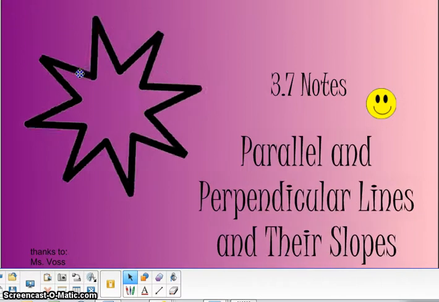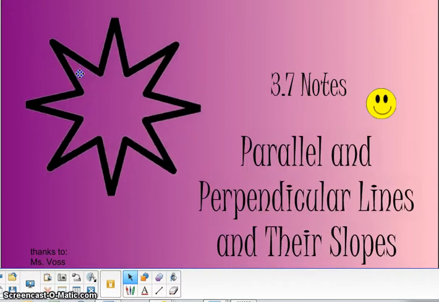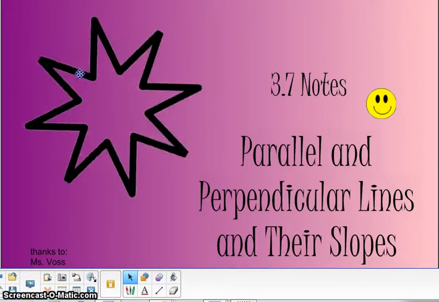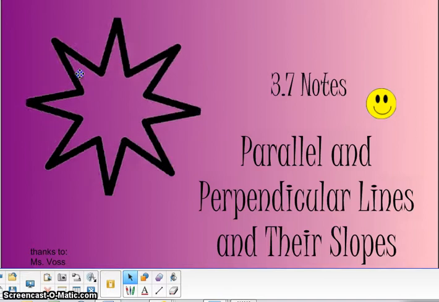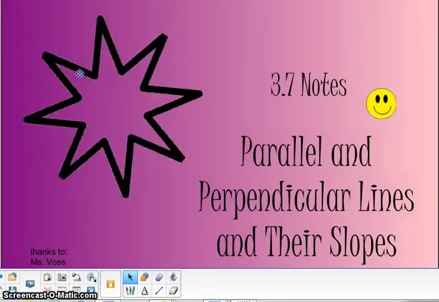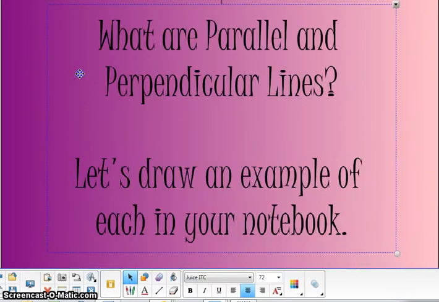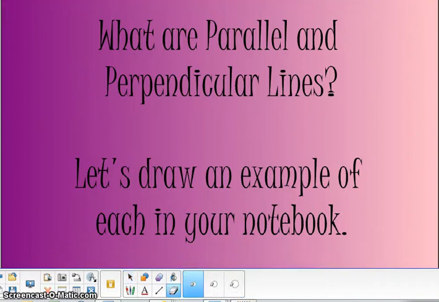Okay, so today, 3.7 notes are all about parallel and perpendicular lines and their slopes. What are parallel and perpendicular lines? Let's draw an example of each in your notebook.